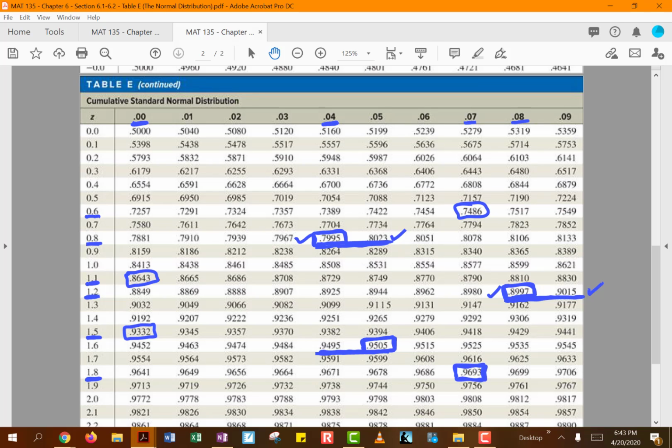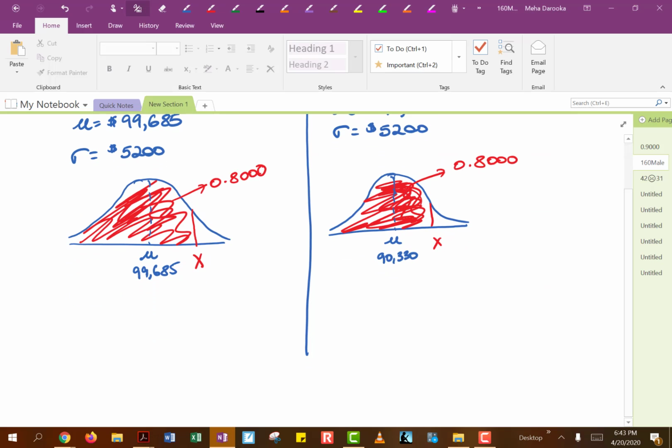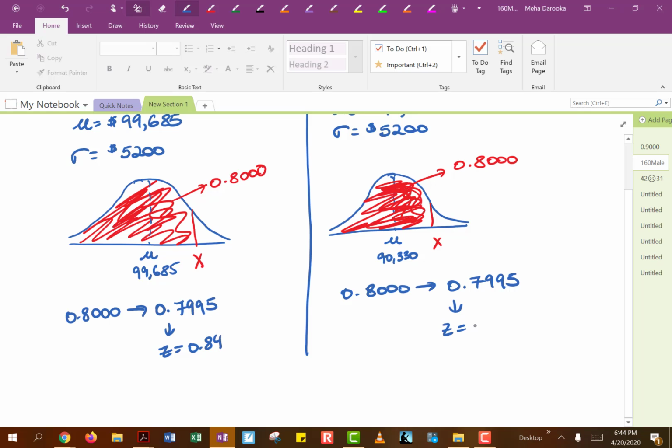So the closest value to 0.8000 is going to be 0.7995. That has a z-score of 0.84. So for 0.8000, our closest value is 0.7995, which corresponds to the z-score of 0.84. And of course, this will be true for the female professors as well. So same z-score over here. And now that we have our z-score, we just need to calculate our x value.